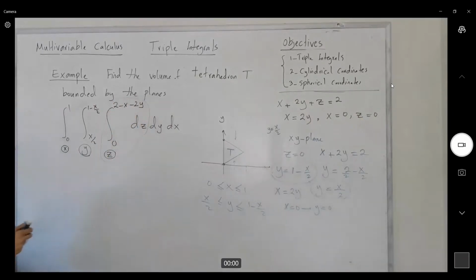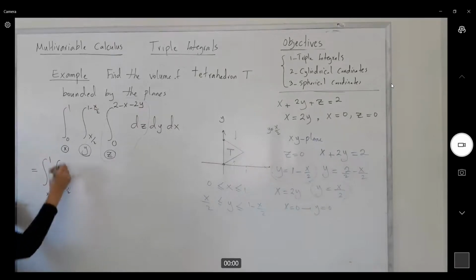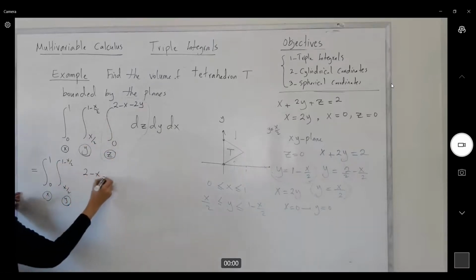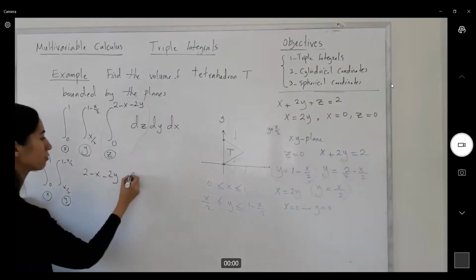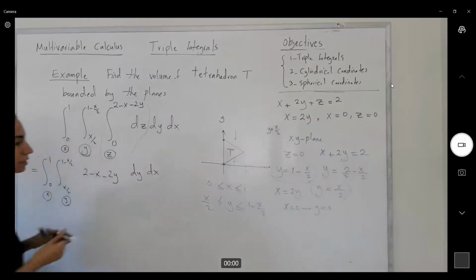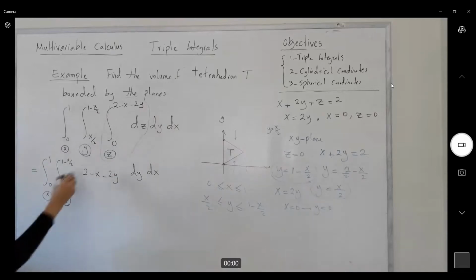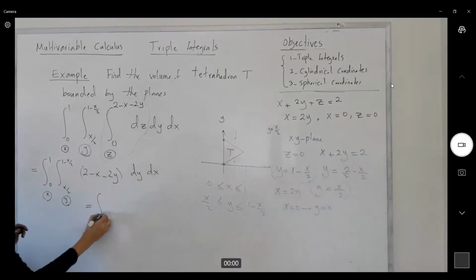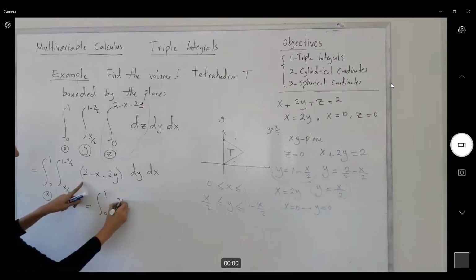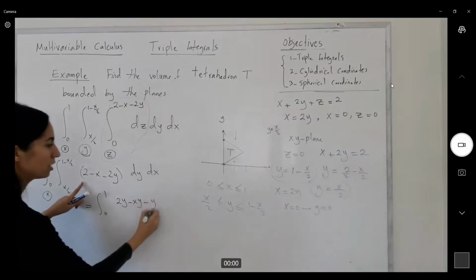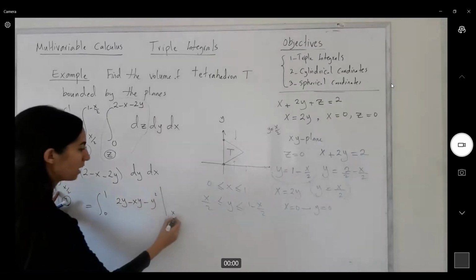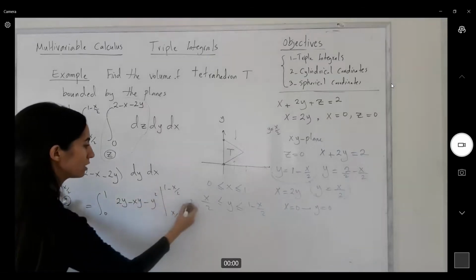The inner integral with respect to z, the middle integral, then the outer integral, 0 to 1. And here you have x over 2 to 1 minus x over 2. And here you have 2 minus x minus 2y minus 0. We're not worried about 0. dy, then dx. So this is equal to the integral from 0 to 1 of 2y minus xy minus y squared, where y ranges between x halves and 1 minus x halves, then dx.